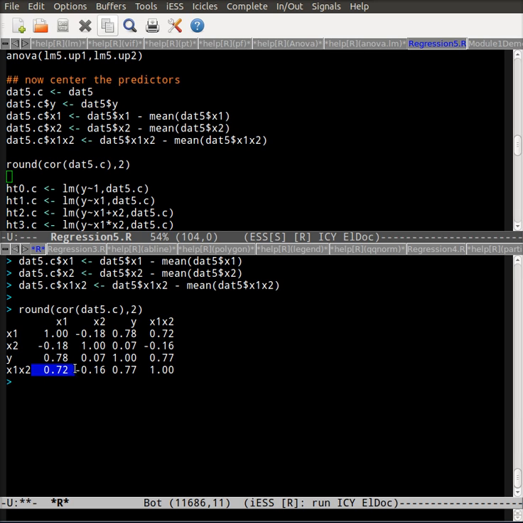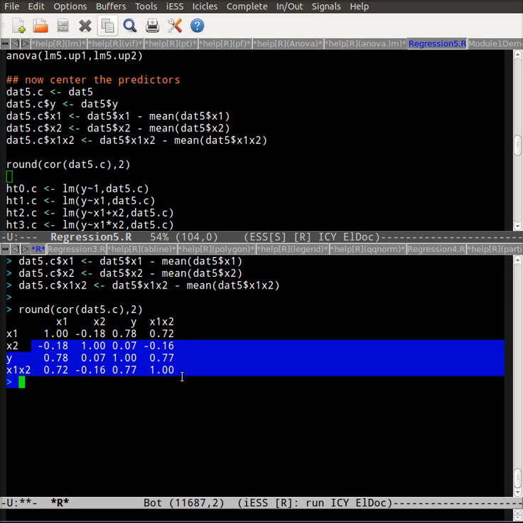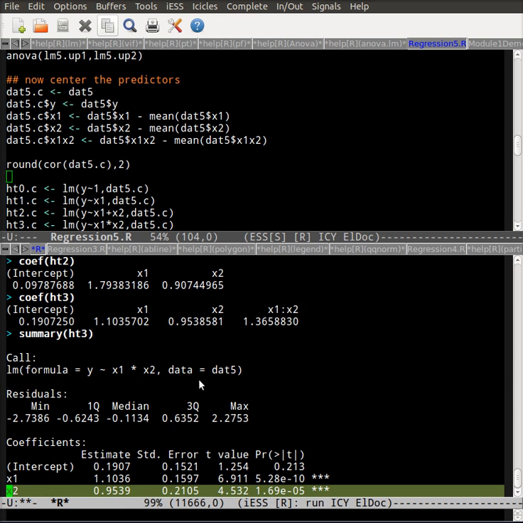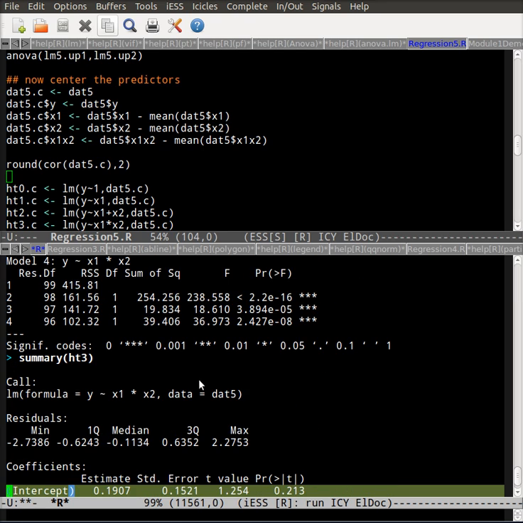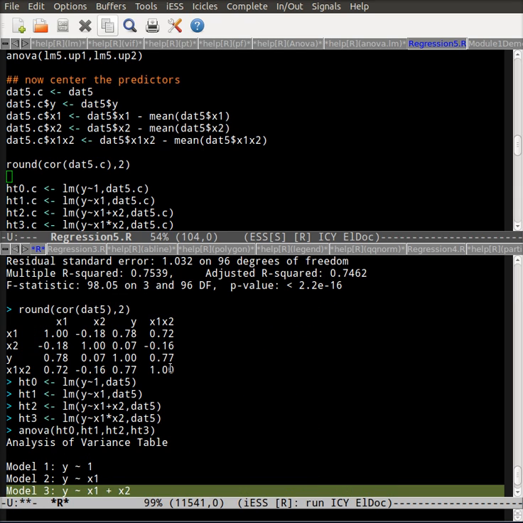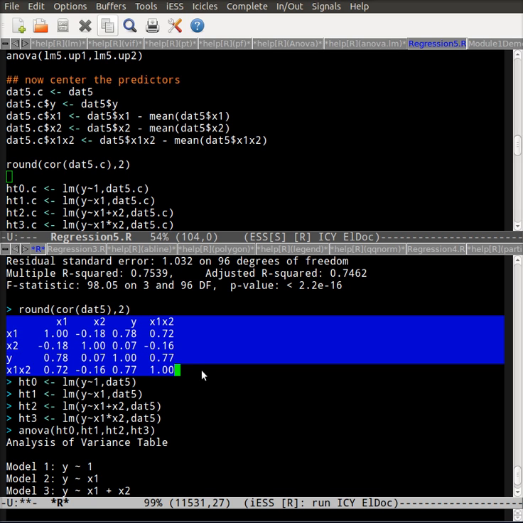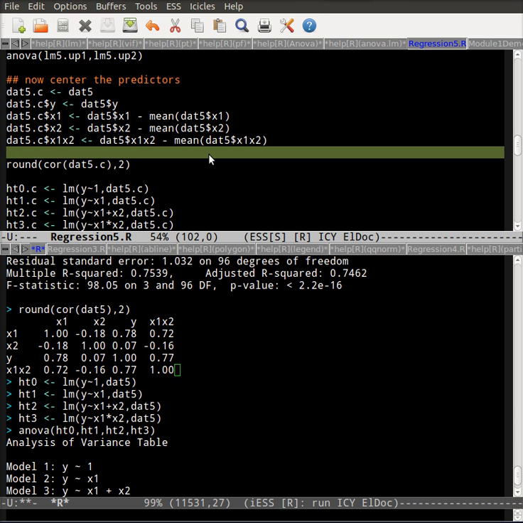X1 and our interaction term is 0.72. All of these correlations are the same. So all you have to do is scroll back up here. Our correlation matrix is way back up when we began, and it is an identical correlation matrix, and I assure you that I did indeed center these. These are mean centered, and what I did is I mean centered the interaction as well as my two predictors.